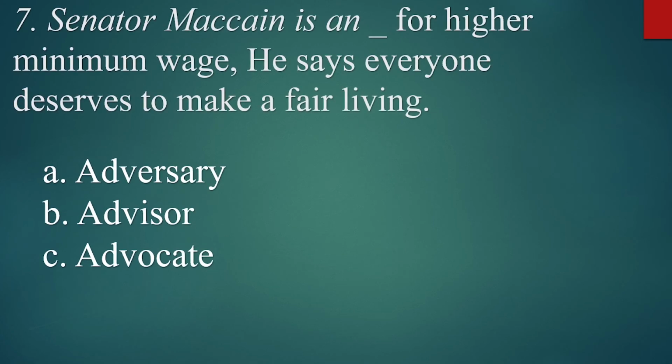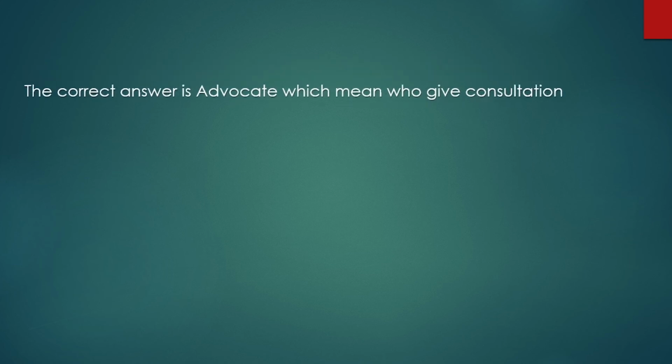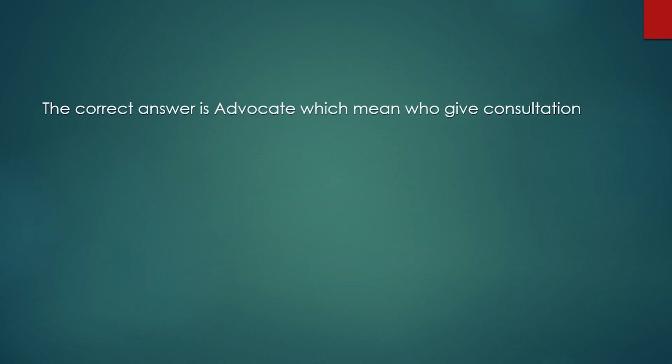7. The Senator McCain is an for a higher minimum wage. He says everyone deserves to make a fair living. A. Adversary. B. Advisor. C. Advocate. The correct answer is advocate, which means who gives consultation.